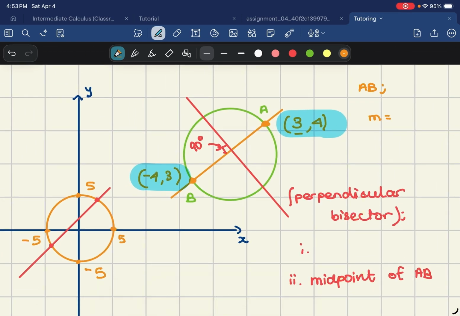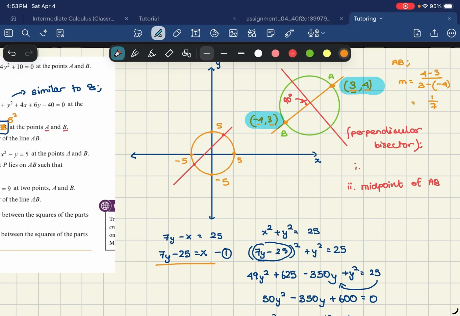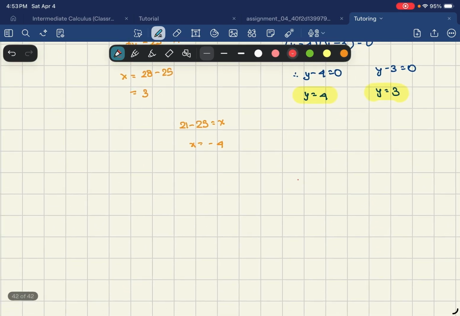The slope, m, is y2 minus y1 divided by x2 minus x1. So 4 minus 3 is 1, 3 plus 4 is 7. So that is our slope, right? And let me just give you a formula.